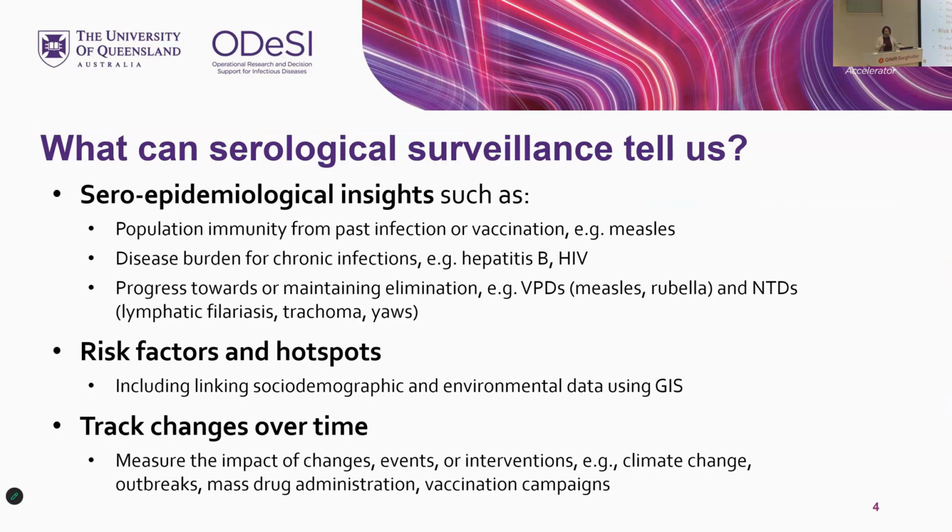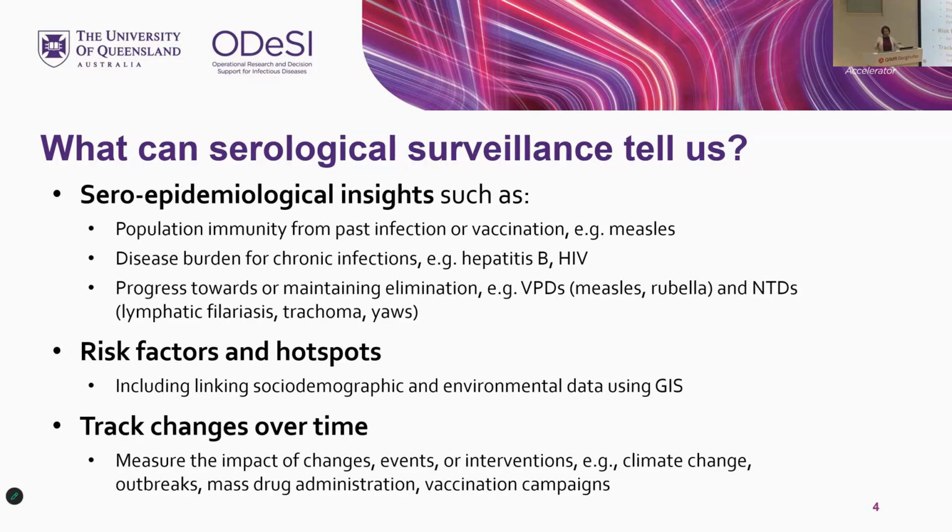But in other diseases, the presence of antibodies might indicate current infection. So the chronic infections like hepatitis B, HIV, you might still have current infection. And measuring antibodies can also be useful for looking at progress towards elimination targets, or in situations where countries have already reached elimination targets, whether they're managing to maintain those targets.